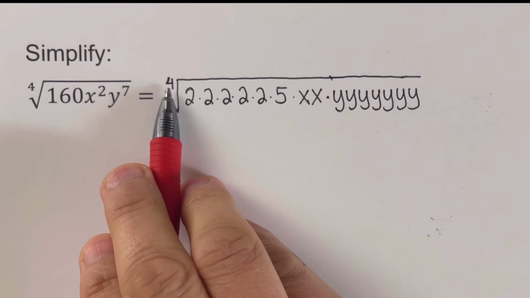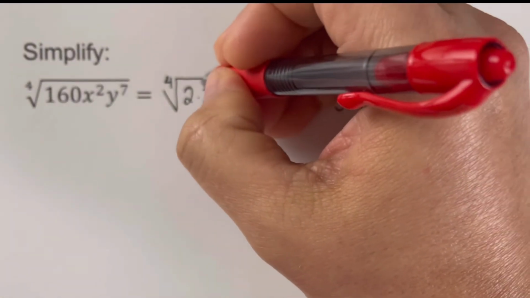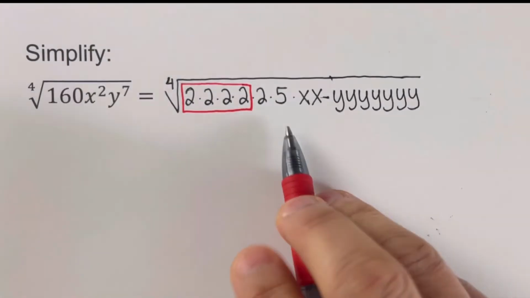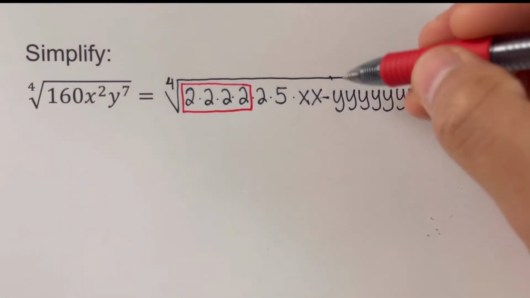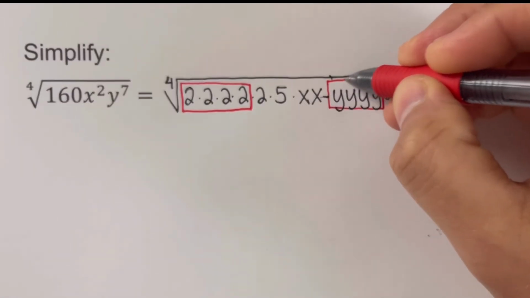So we have here 4, so we're going to look for groups of 4. There are 4 2's here, so I will take this as one group here. We cannot have 4 5's. There's no 4 x's, but we can group together the y's here. So there's going to be 4 y's as well here.